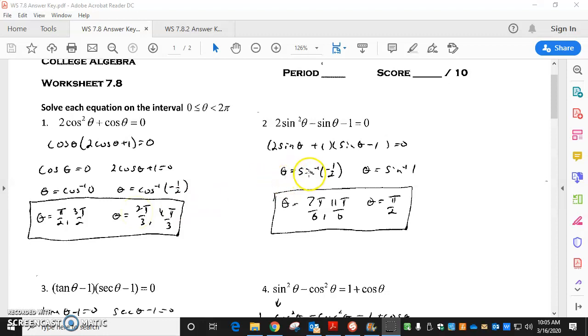Number 2 is a little bit more straightforward. It looks like the ones we did in the notes. Factor it into two sets of parentheses, split those into two little mini equations, and you're going to get the inverse sine of -1/2 and the inverse sine of 1. These are the two angles that solve this equation, and this is the one angle that's going to solve that equation.